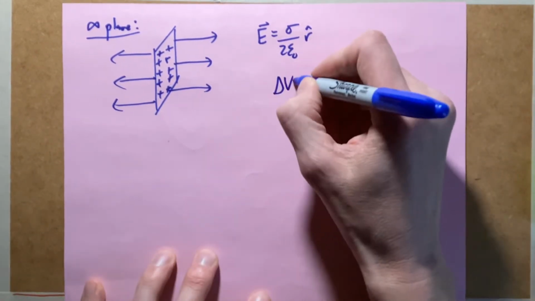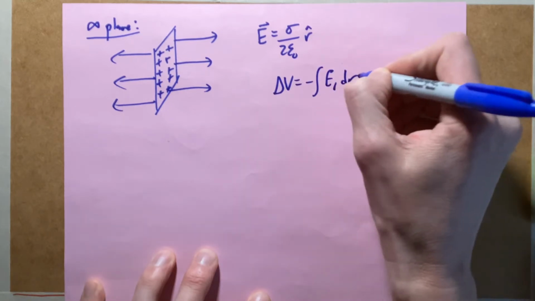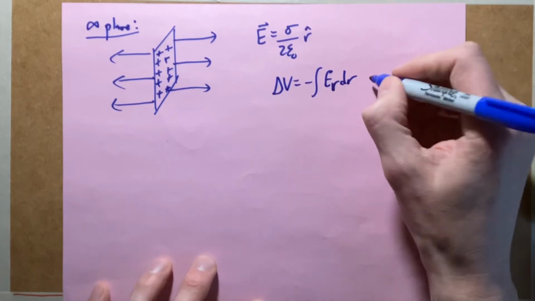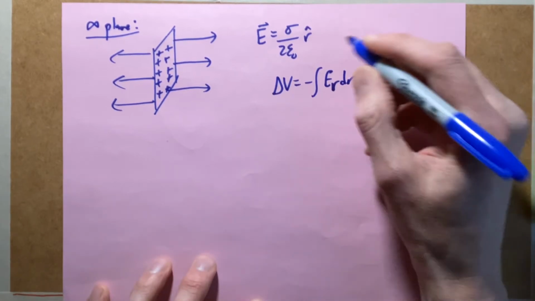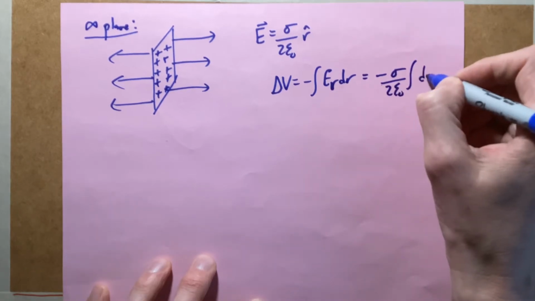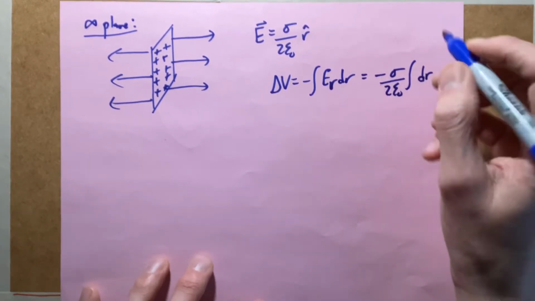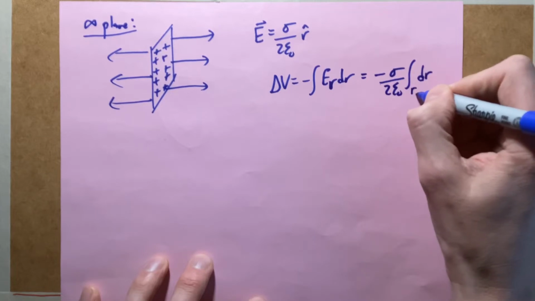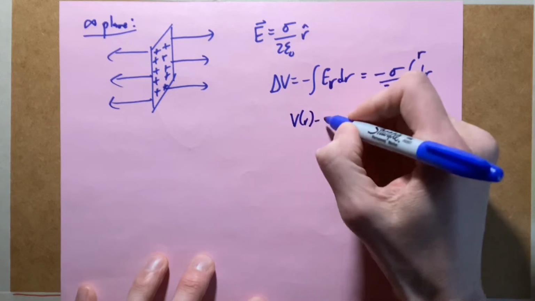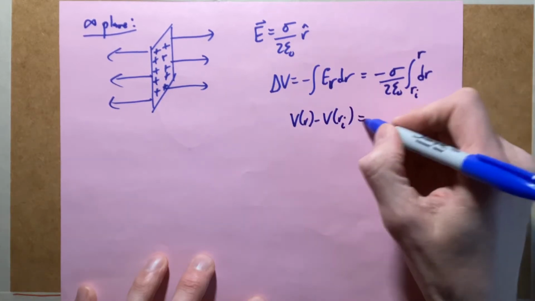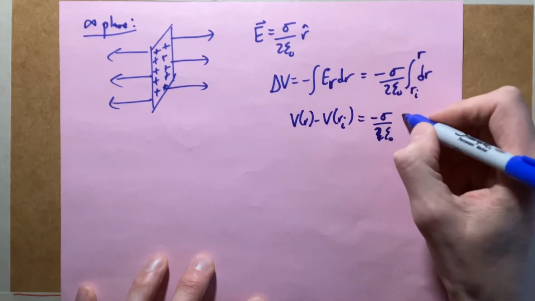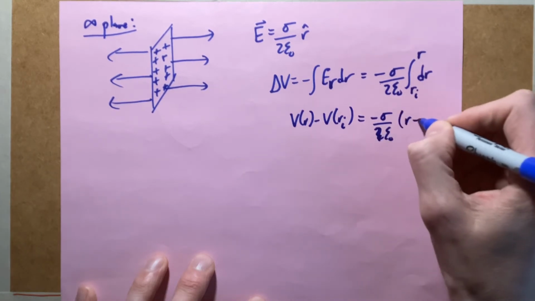So let's go ahead and find the voltage function of this. It's constant, so the whole electric field comes out. We just integrate dr, from some reference, R initial, to some final R value, and that'll give us the difference in voltage, sigma over 2 epsilon naught, and then the integral of dr is just R, so what we're going to get is R minus R initial.